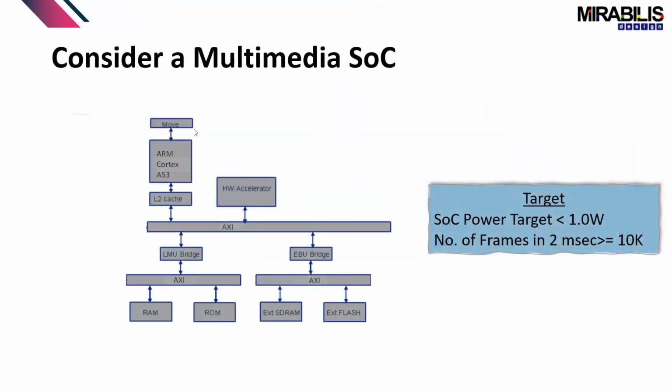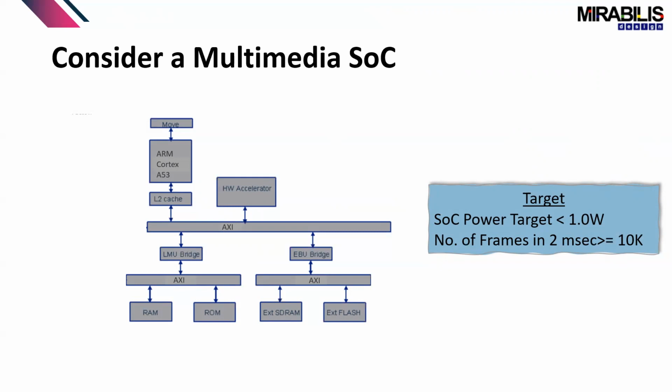So first, let us consider a multimedia SOC. We have an ARM Cortex A53 core. It has a shared L2 cache. It also has a hardware accelerator. It makes use of AMBA AXI buses, and it has DDR4 DRAMs.